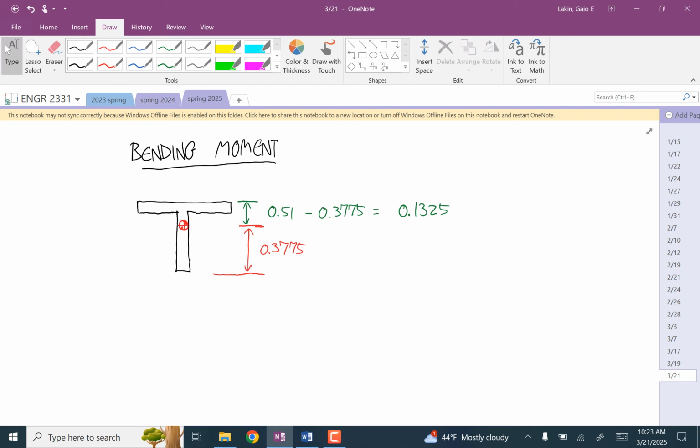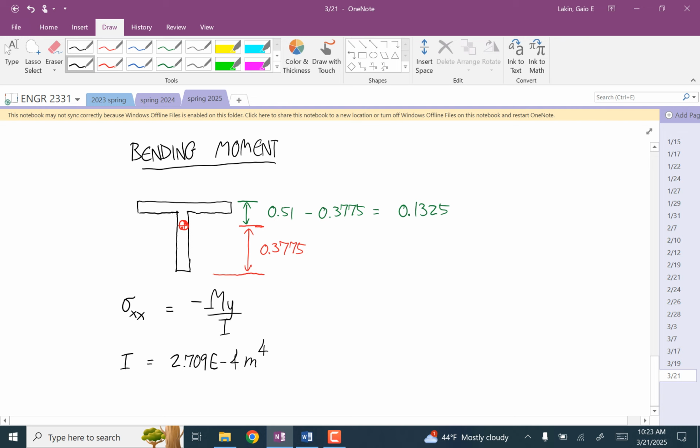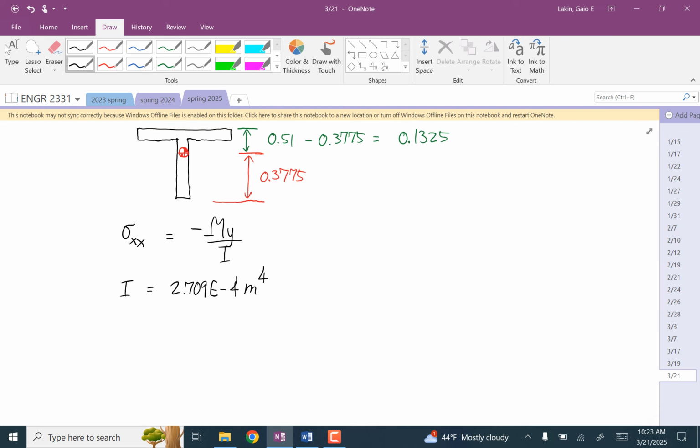All right, so we know that our XX stress element is negative My over I. And we calculated that our I is 2.709 times 10 to the minus 4. And so now we can plug all this stuff in.